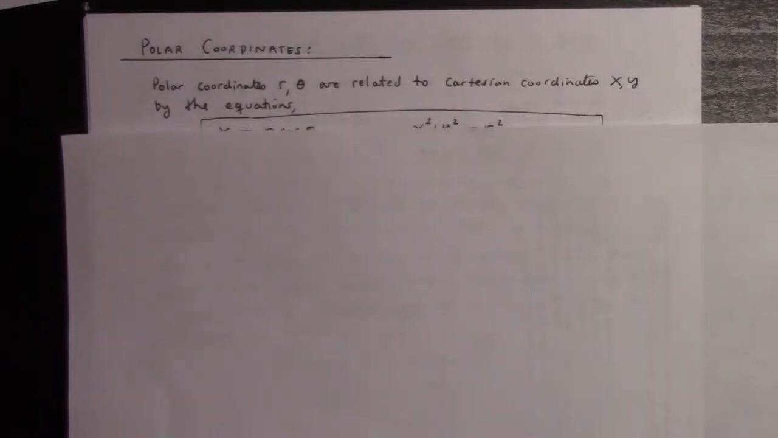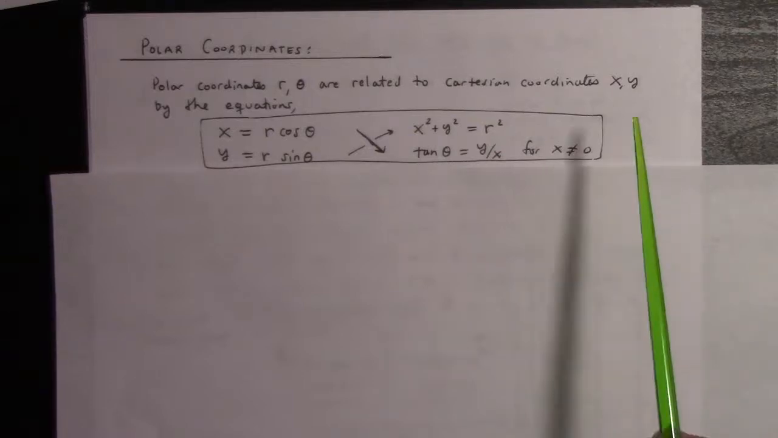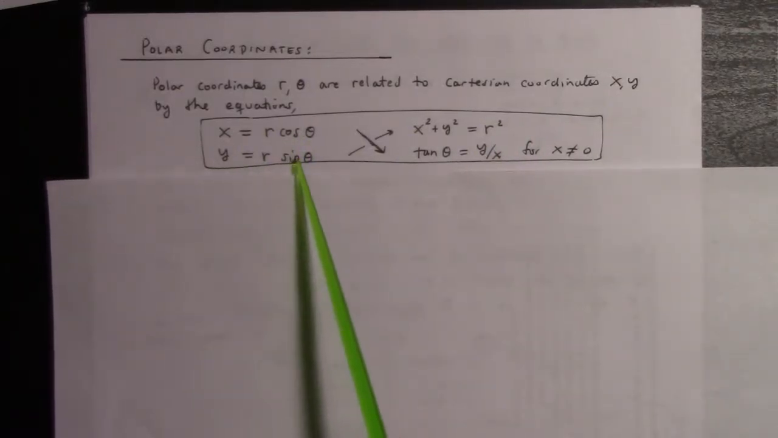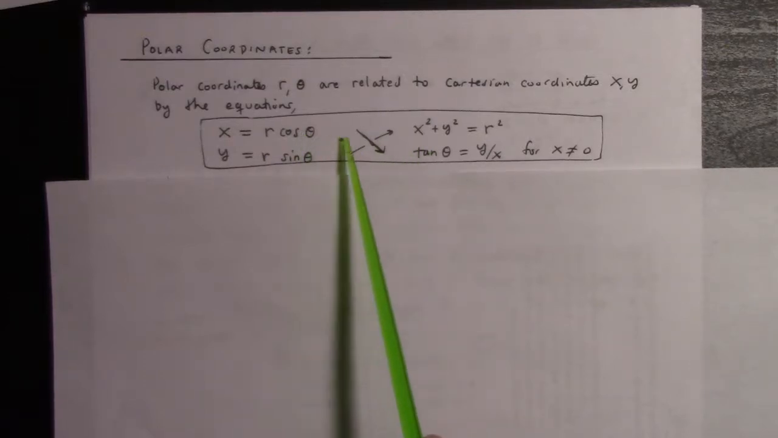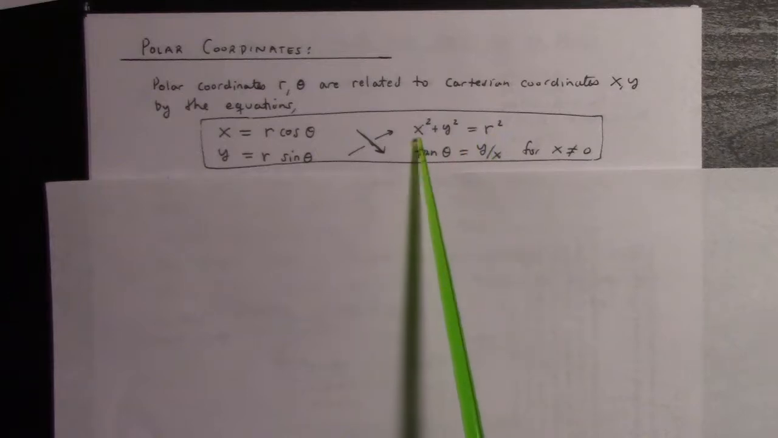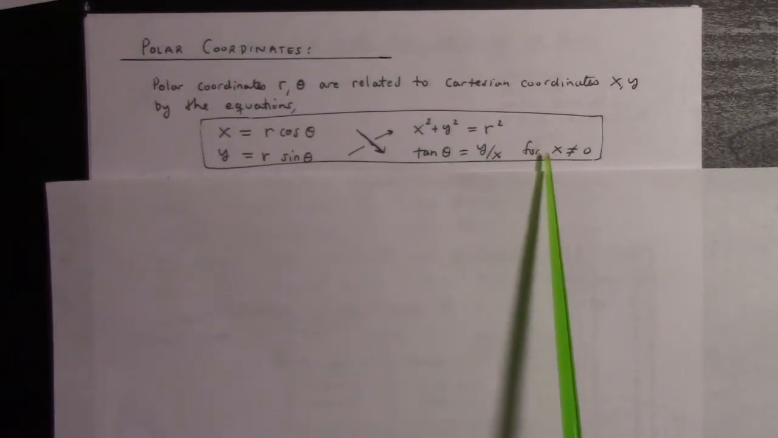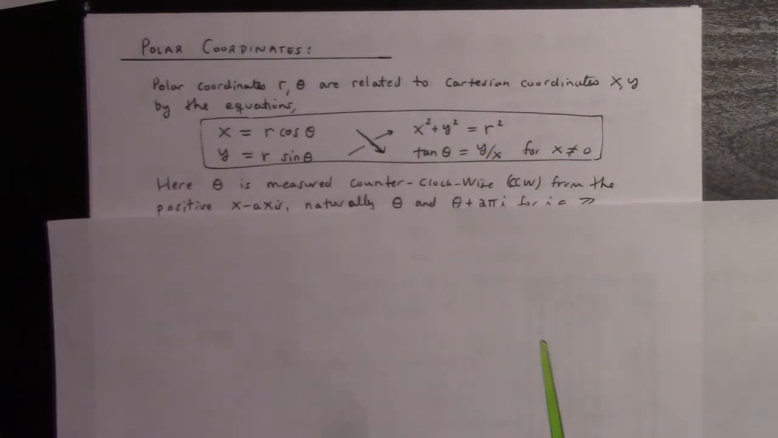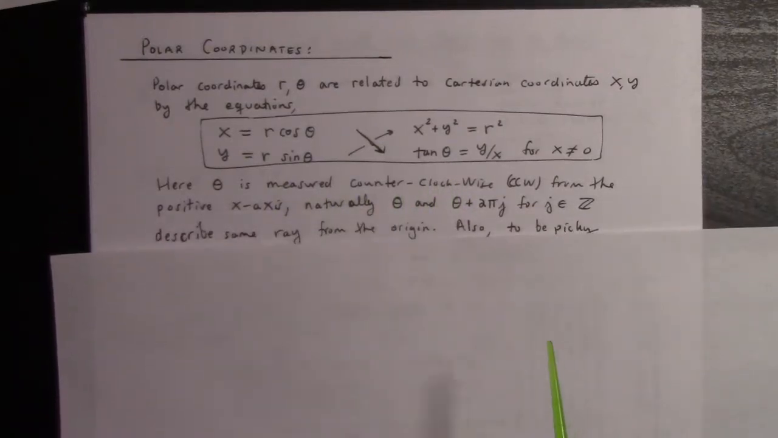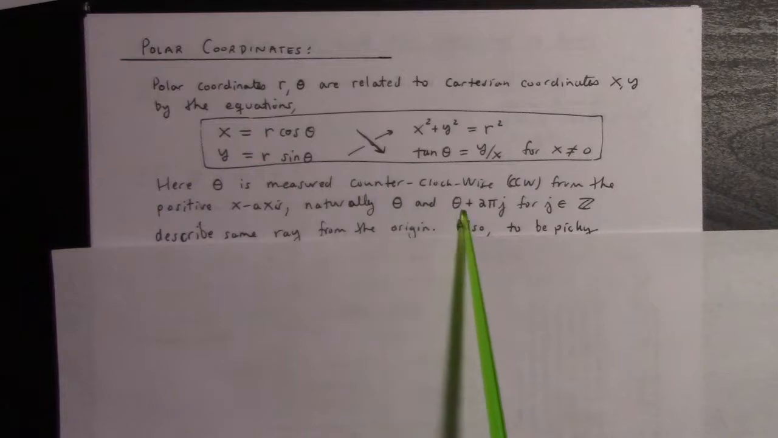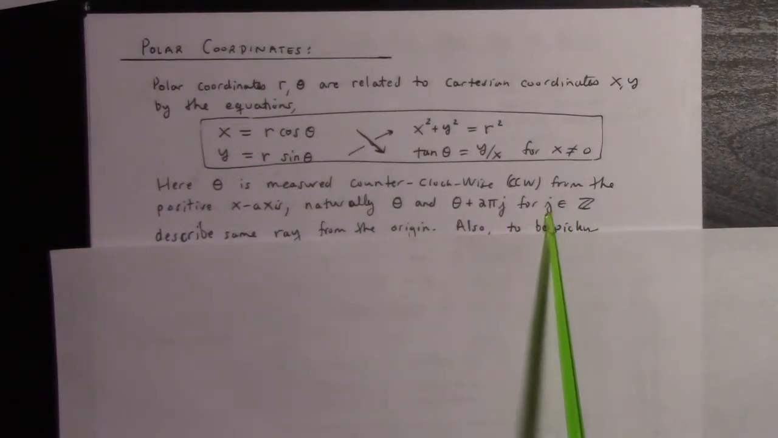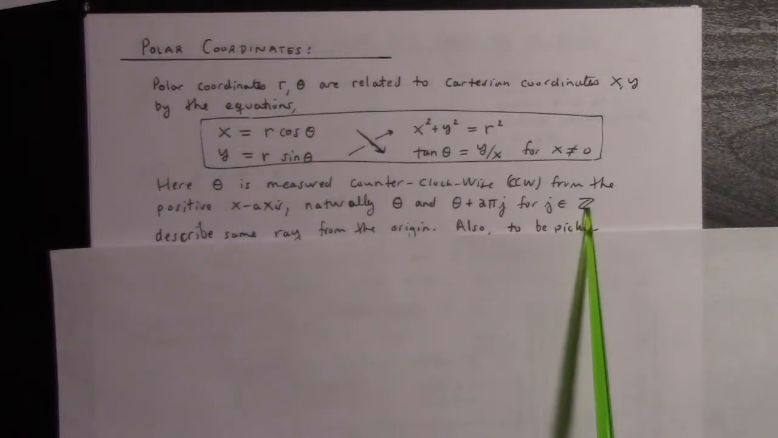So polar coordinates r and theta are related to Cartesian coordinates x and y by the equations x equals r cosine theta and y equals r sine theta. We can solve these in some sense for r and theta like so. R squared is x squared plus y squared, and tangent theta is y over x for x not equal to 0. Keep in mind that theta is measured counterclockwise from the positive x-axis, and naturally theta and theta plus 2 pi j, for some j an element of Z, this means j is in the set of integers.